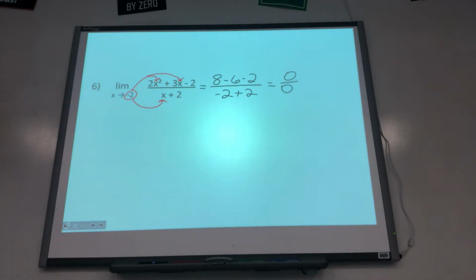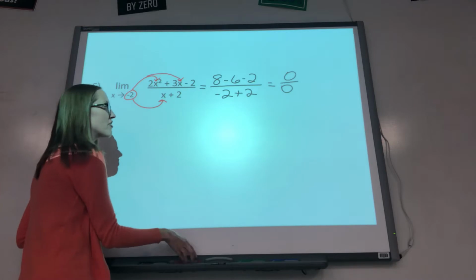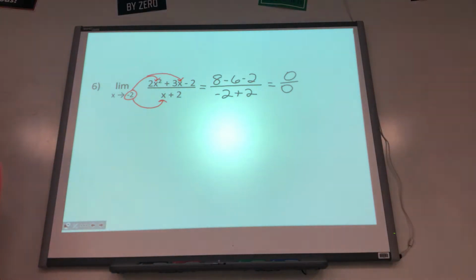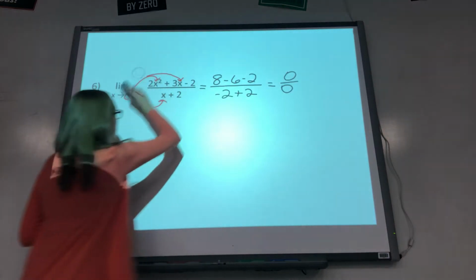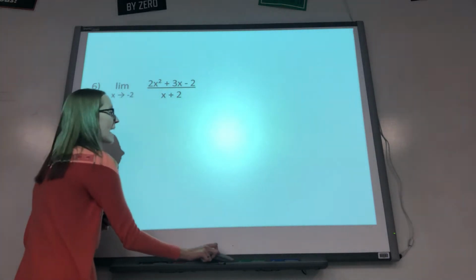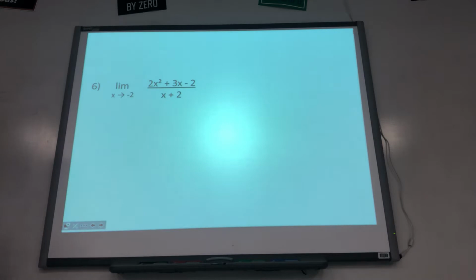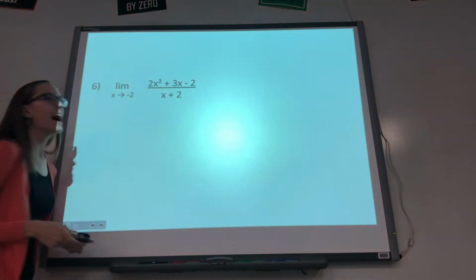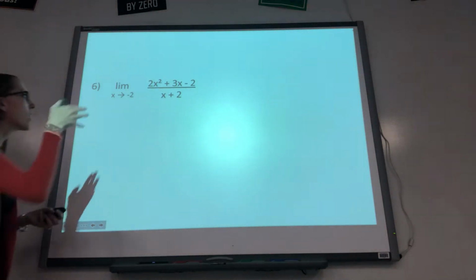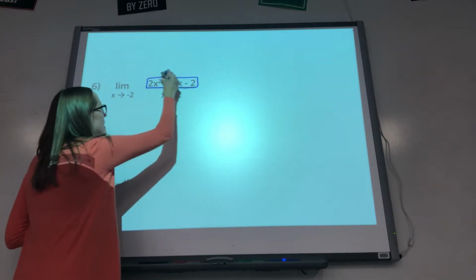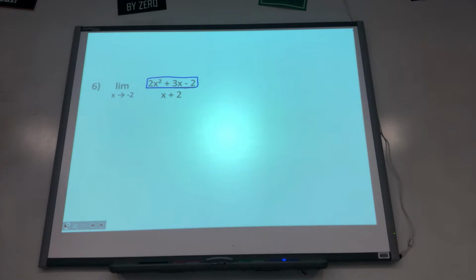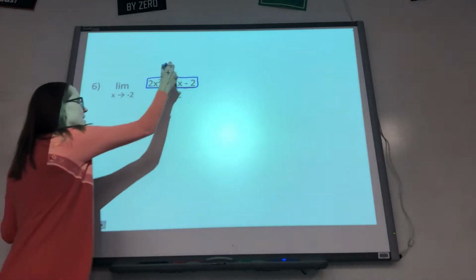It does not mean that we give up and we say that the limit does not exist. It just means that you need to try something else. Direct substitution doesn't work right off the bat with this problem. So now I start to search for something in this function that can be factored. And I'm looking at the part on top right here.